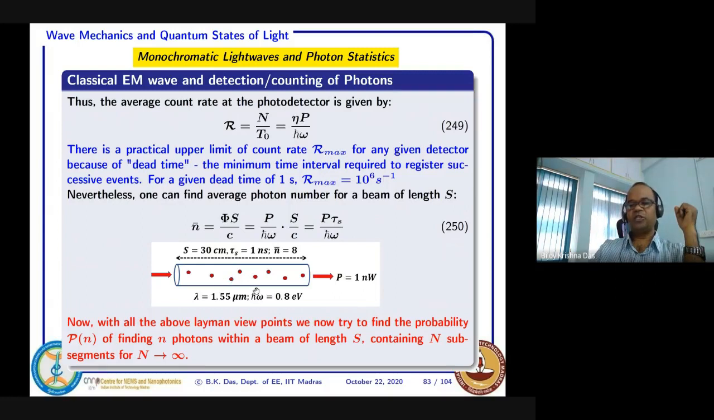Average number of photons reaching the photodetector per second. So S by C we are just writing as tau S, that means the flight time, times h cut omega. That is how we calculated for this example.